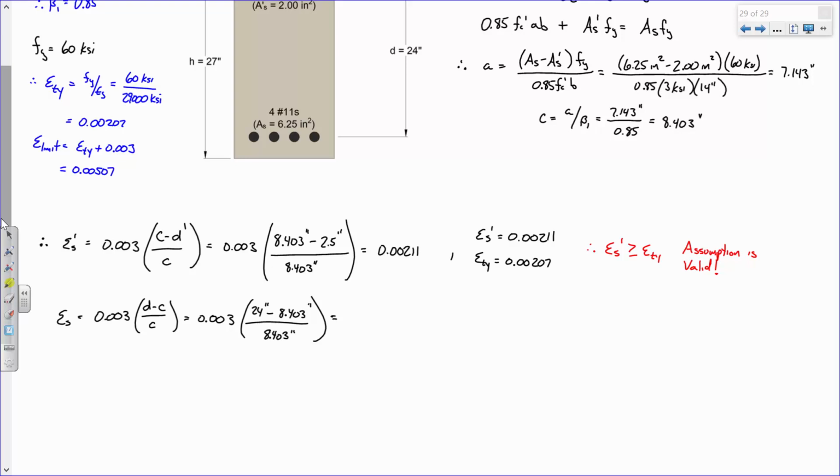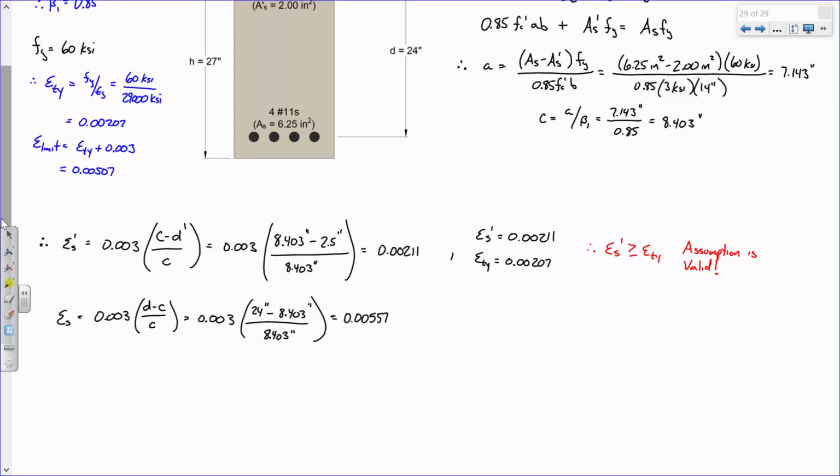So anybody got an answer for me? 0 point something. Somebody's got to have an answer. 0.00557. Do I have a second on that? Okay, so here's our strain profile. So what we're saying is, let's just look at the numbers. Okay, so this is 0.003.